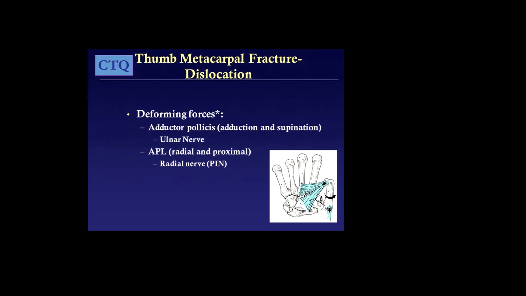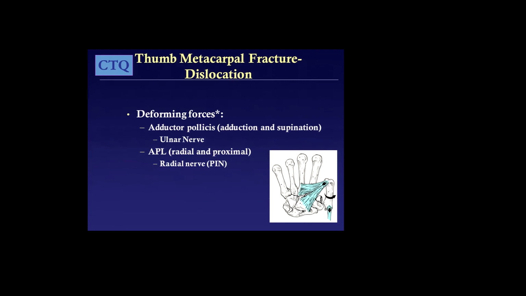This is a thumb metacarpal fracture dislocation, the Bennett's type fracture. There are several deforming forces on this injury. This is the adductor muscle, and the adductor attaches on the metacarpal and brings it into adduction and some supination.